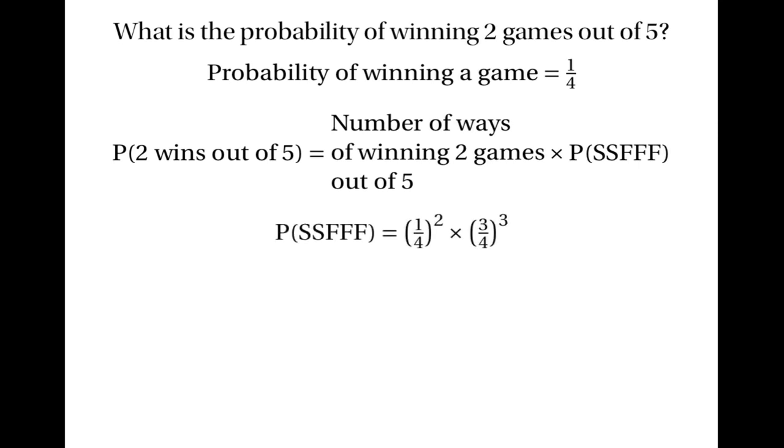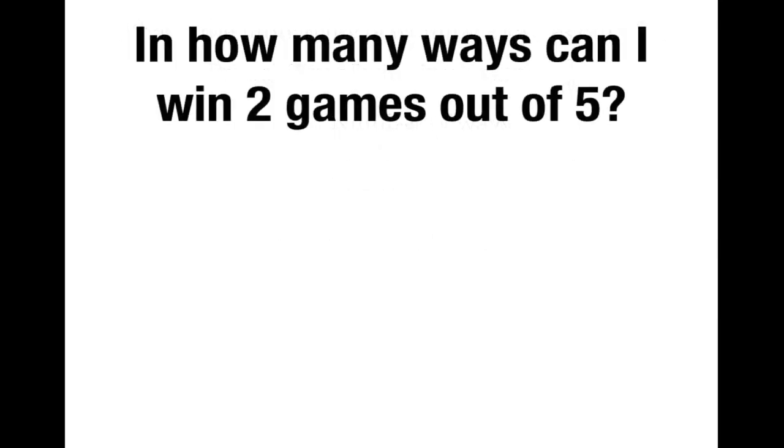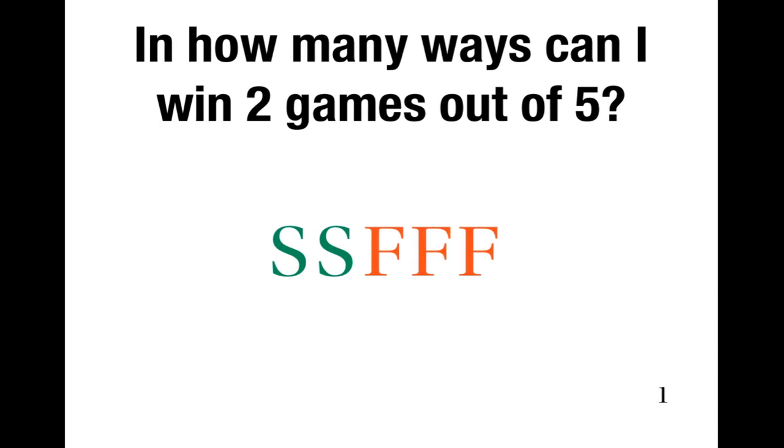The probability of winning the first 2 games and losing the last 3 is 1/4 squared times 3/4 cubed. Remember that the probability of winning a game is 1/4, and so the probability of losing a game is 3/4. The difficult thing is working out the number of ways in which I can win 2 games out of 5. One possibility is obviously that I can win the first 2 games and lose the remaining 3.